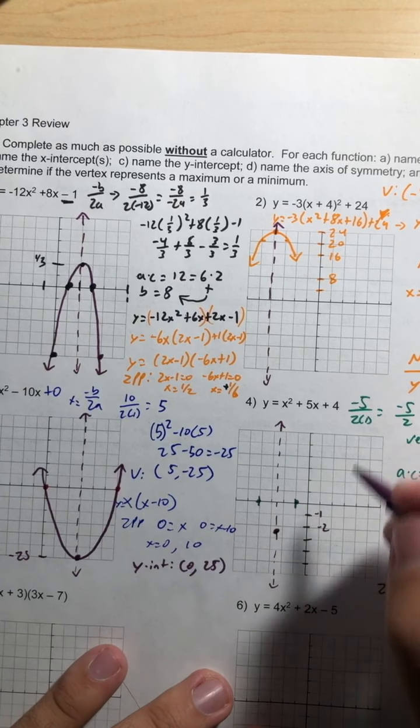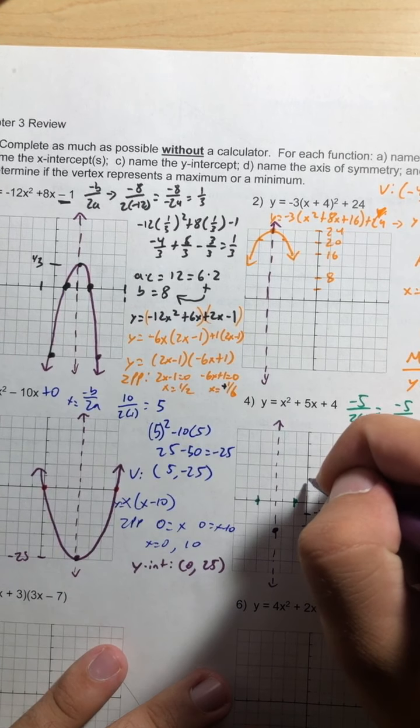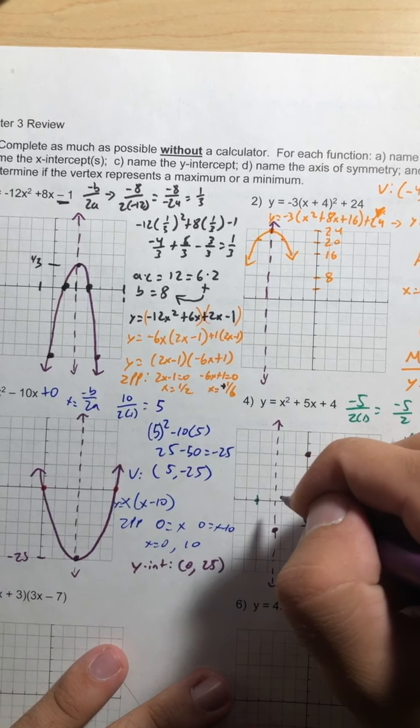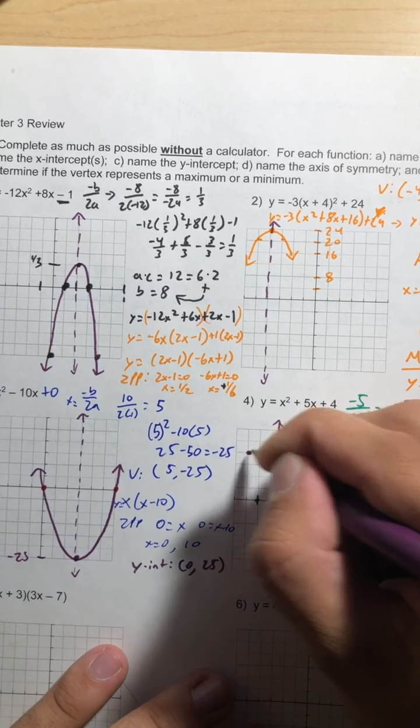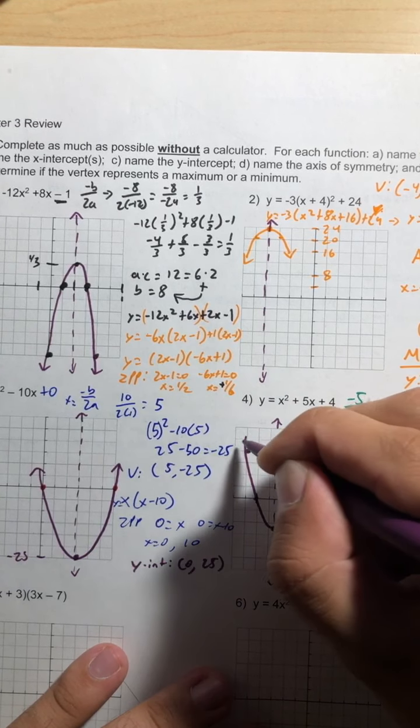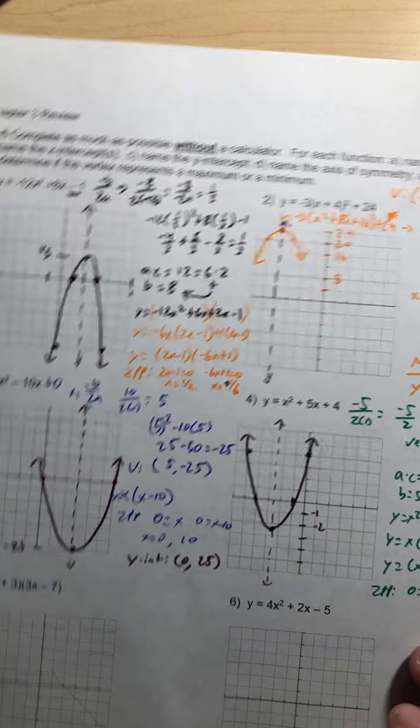I can also get my y-intercept as 0, 4. So 1, 2, 3. So there's a point. So 1 over. So there's my graph for number 4.